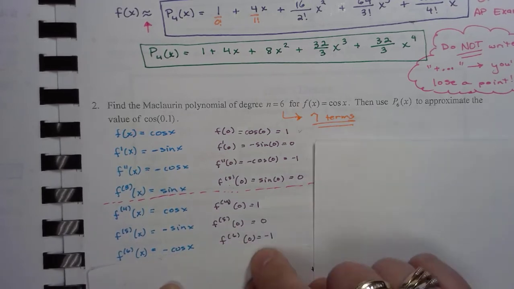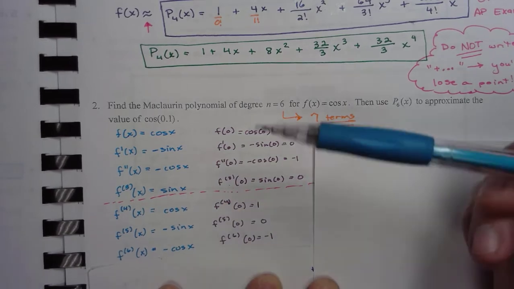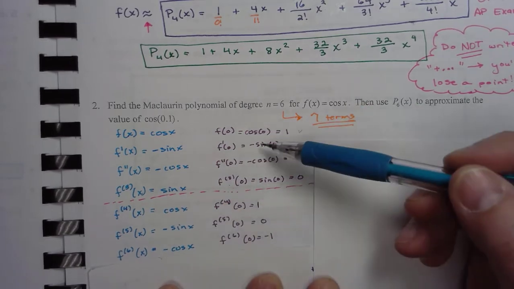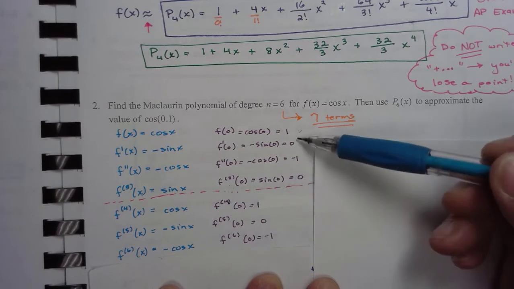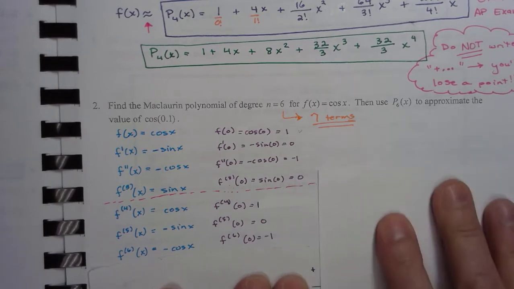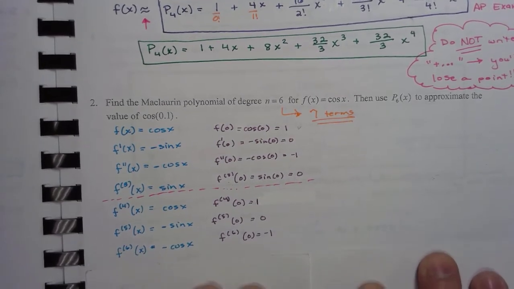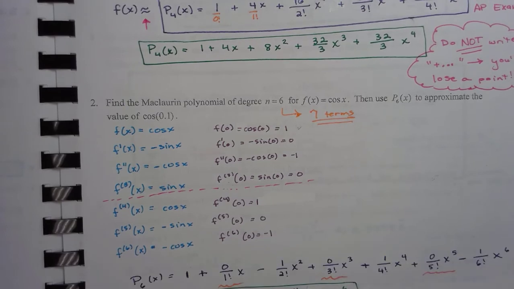You will notice I have a line here. That's because sine and cosine, when we find derivatives, they're cyclical. And after 4, you're back to the original thing. Just FYI, something you should know. And so I'm ready to set up my Maclaurin polynomial.